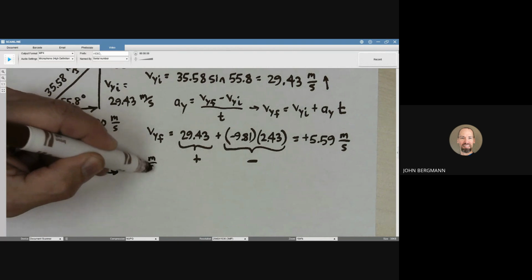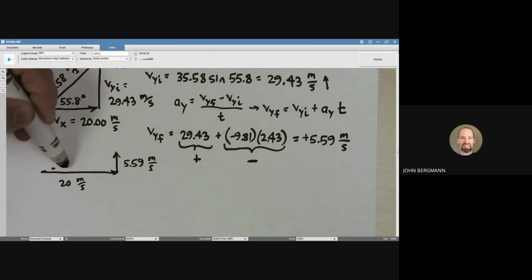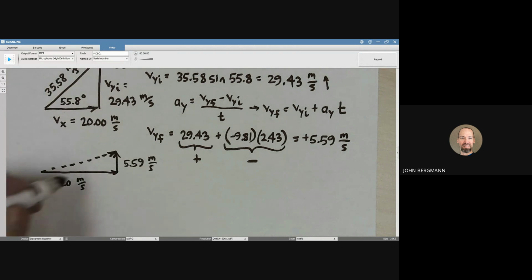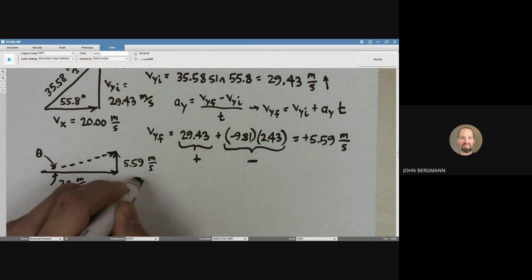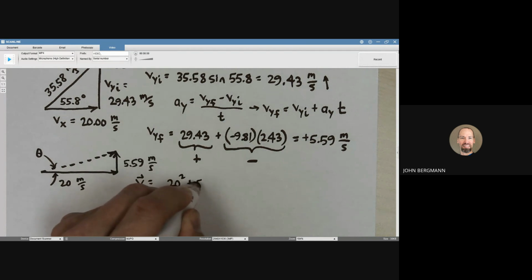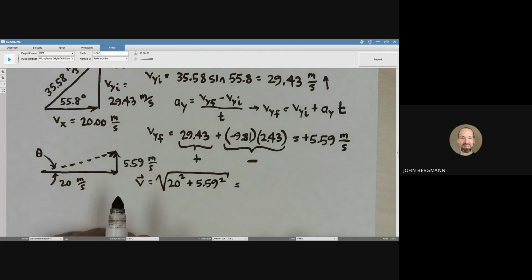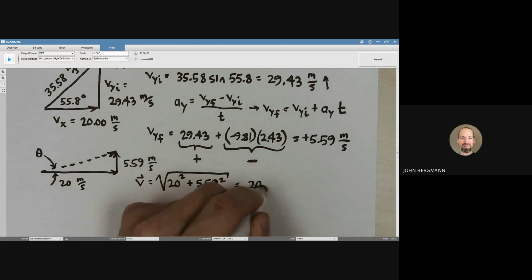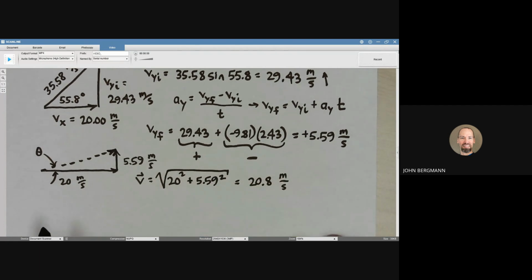5.59 meters per second, and this is 20 meters per second. So the vector we're finding is that one right there, and we're also going to want to find that angle in there in just a minute, but let's Pythagorize those two. So V is equal to 20 squared plus 5.59 squared, square rooted. And when you do that, you get 20.8 meters per second. That's how fast it's going.